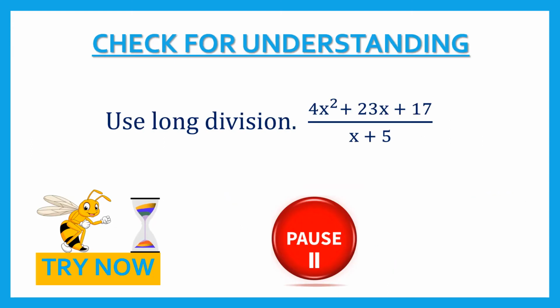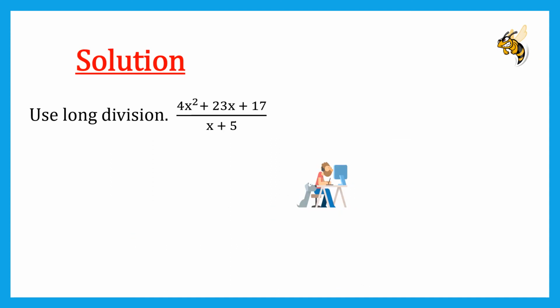Let's check for understanding. Use long division: 4x squared plus 23x plus 17 divided by x plus 5. Solution. Use long division: 4x squared plus 23x plus 17 divided by x plus 5.